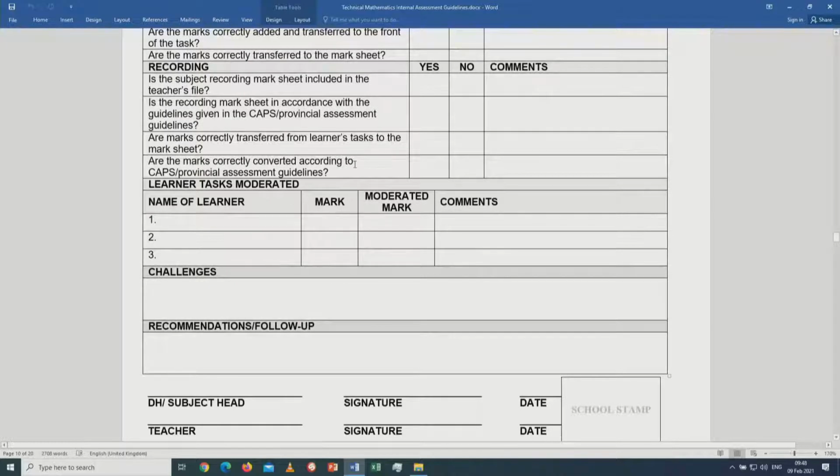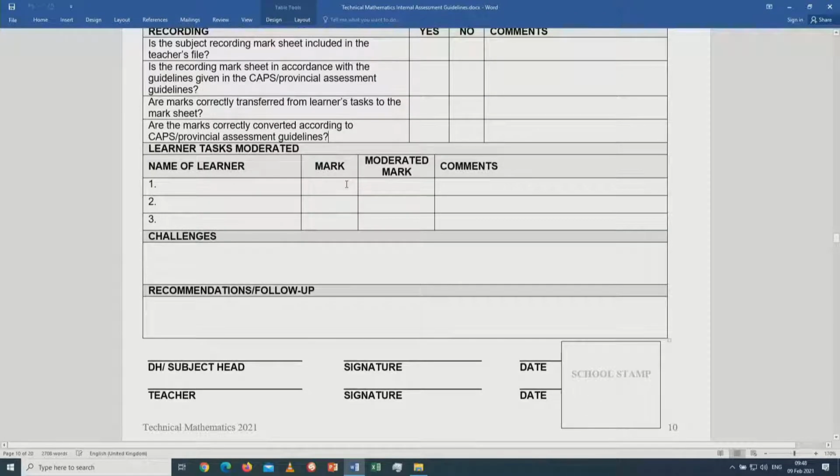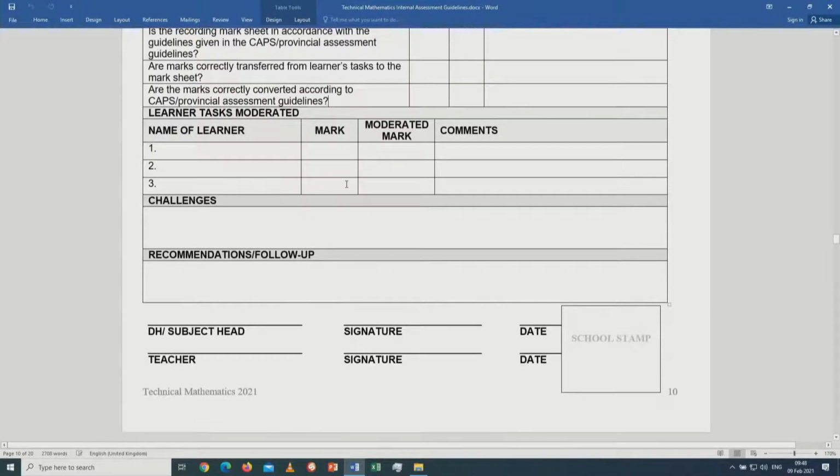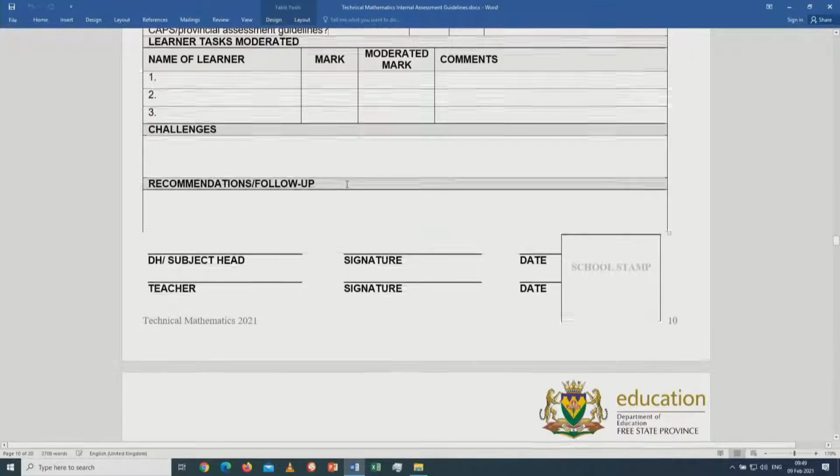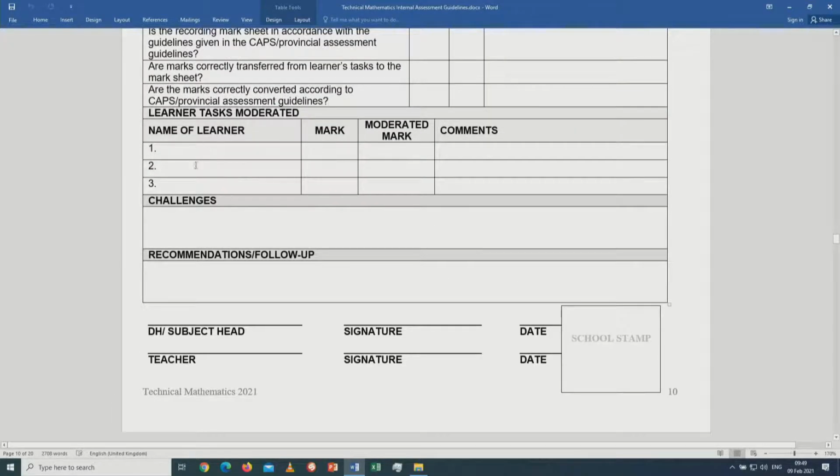The conversion of marks from your scripts to the SSMs, but don't forget SSMs indicate the weightings correctly. Once you punch marks, they are now correctly converted according to the weightings indicated. And then these are things that are done. The moderator will indicate the scripts moderated. If he moderated 3 learners' tasks, he will indicate the learner, the mark, the moderated mark, and the comments.